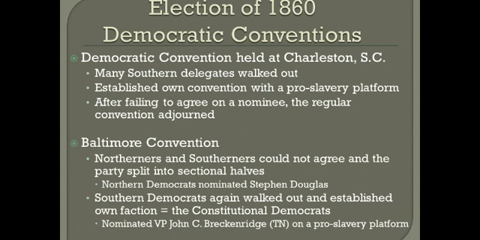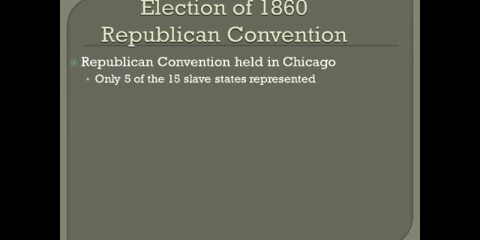Then we have this Baltimore convention. Northerners and Southerners could not agree, and the party split into sectional halves. Northern Democrats wanted Stephen Douglas, but Southern Democrats walked out and established their own faction. There's that word again, the Constitutional Democrats. They nominated this guy, Breckinridge, on a pro-slavery platform. So the Democrats are now split. They've nominated two different presidential candidates. This is an issue. It's going to make it easier for Lincoln to win. Now, in the Republican convention, some different things happened.